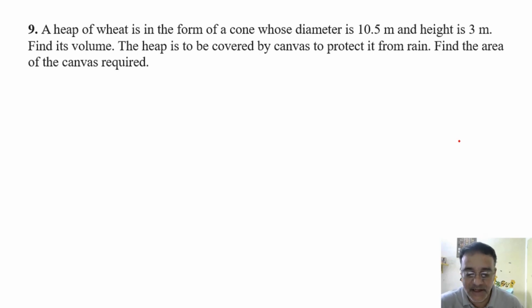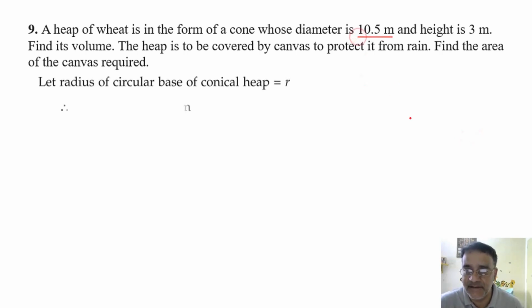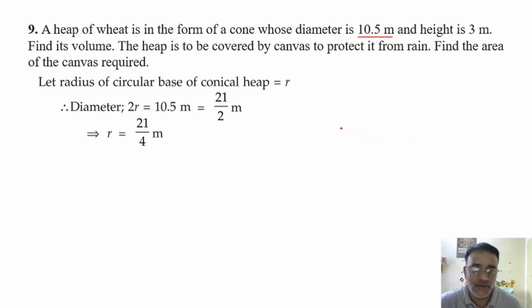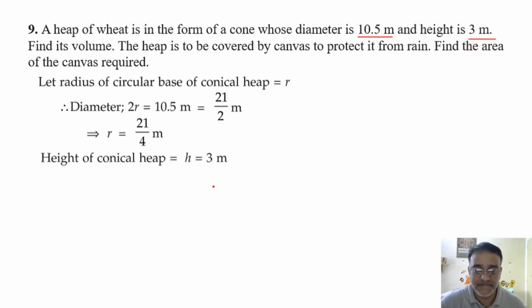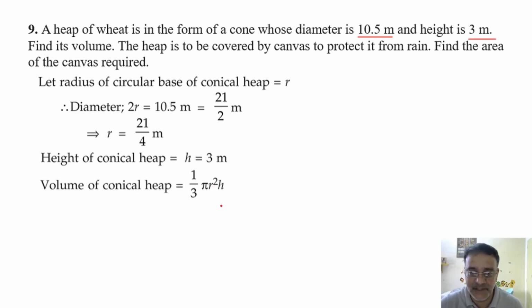Okay. Right. So let us start with the first, volume. Let the radius be r and the diameter is given 10.5. How will you write 10.5 in terms of fraction? 21 by 2. Very good. So what will be the radius? 21 by 4. Good. And height is given 3 meter. Now what is the formula of volume? 1/3 pi r square h.